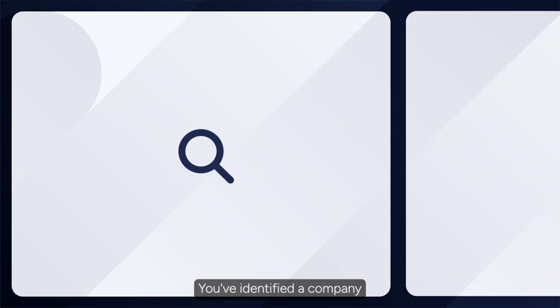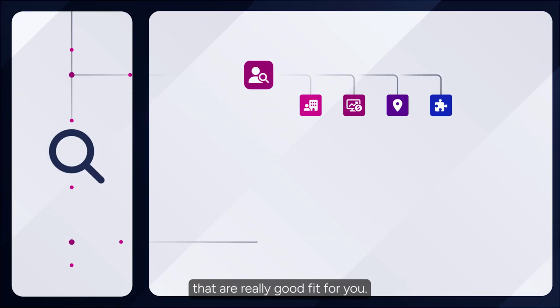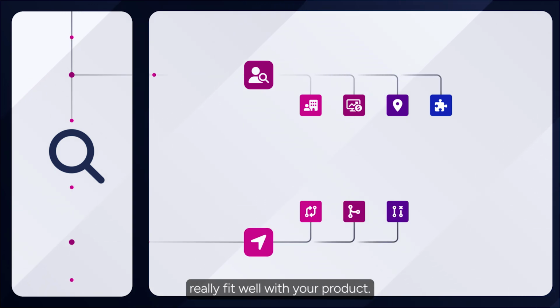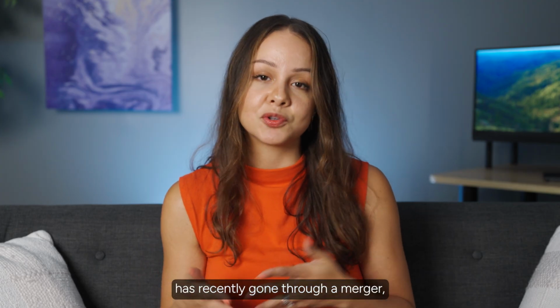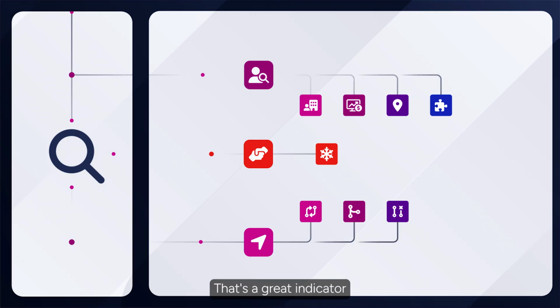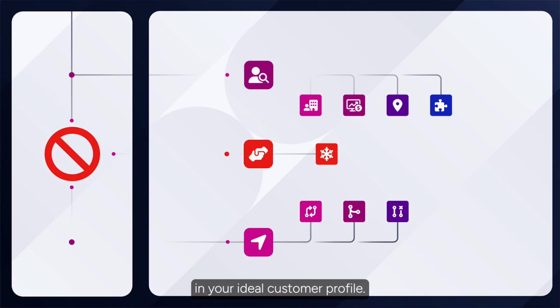You've identified a company that has a really strong relative mix of personas that are a really good fit for you. Then you look at their technographics, and all of their technologies really fit well with your product, but then you see a piece of news that this company has recently gone through a merger and they are currently on a spending freeze. That's a great indicator that that company should be deprioritized in your ideal customer profile.